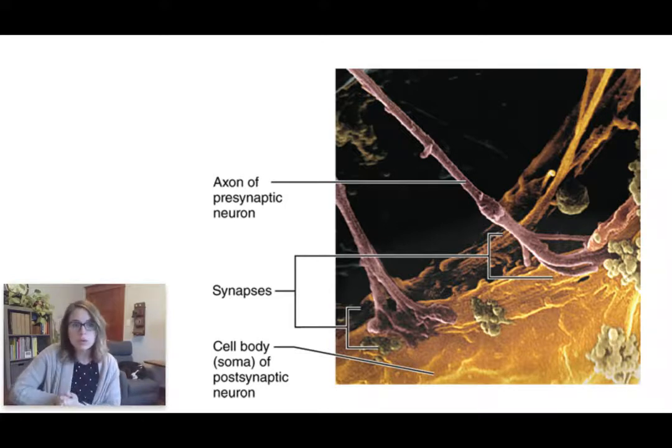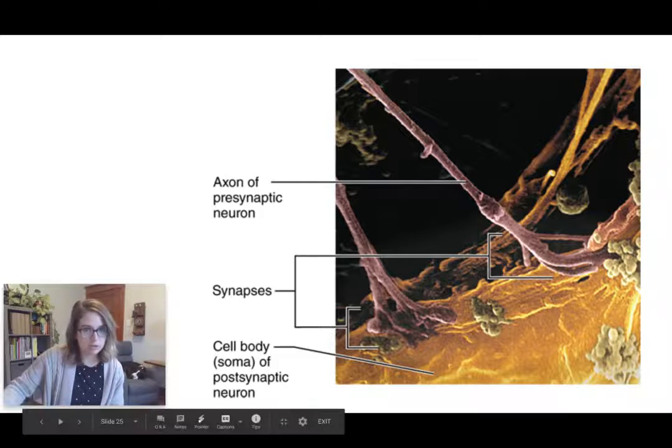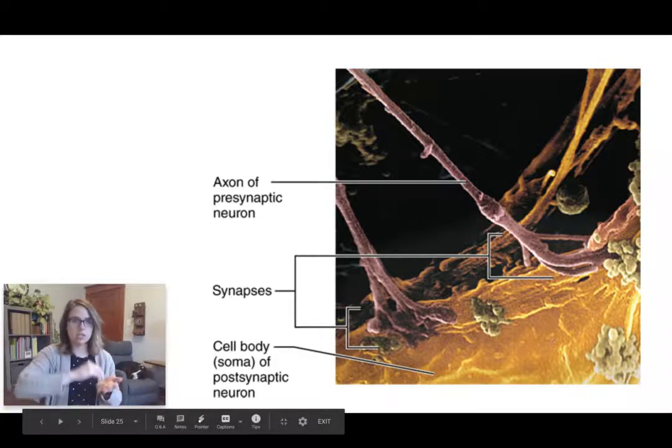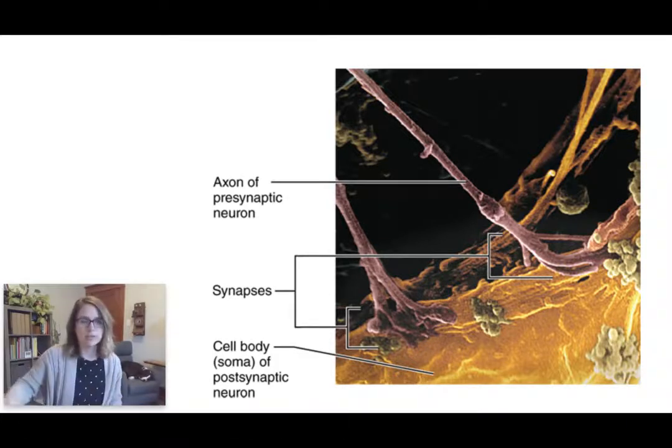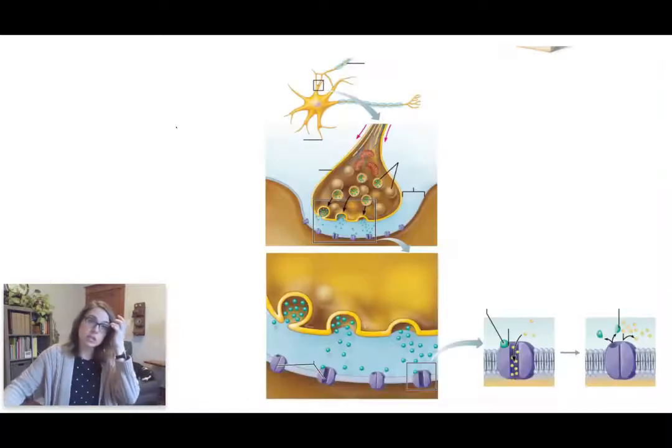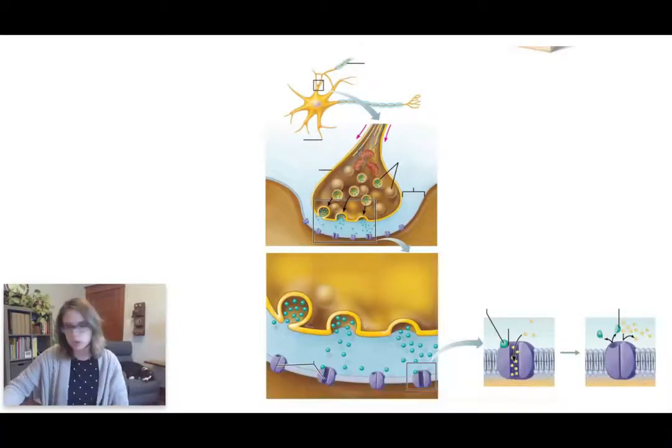They use the word presynaptic neuron for the one coming in because it's before the synapse. And then the postsynaptic neuron is the one it's touching because it's after the synapse. So it's kind of just this before and after term.